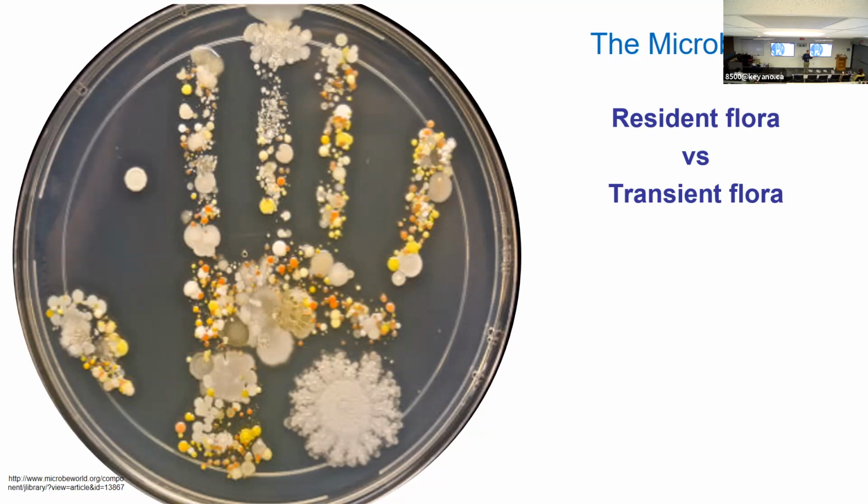Transient means organisms that can come and go, right? Sometimes I could touch that doorknob, and somebody before me, let's say, was digging around in the dirt and got some soil bacteria on there, and I get it on my hands, and then I wash my hands. So transient can mean it's there for minutes, hours, weeks, months, but eventually they come and go.